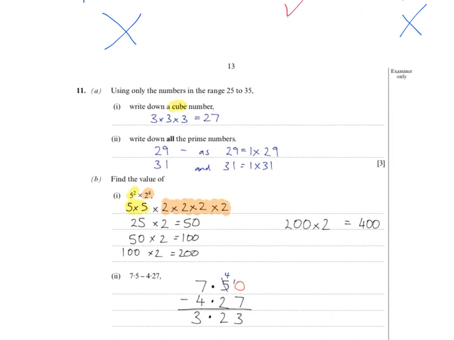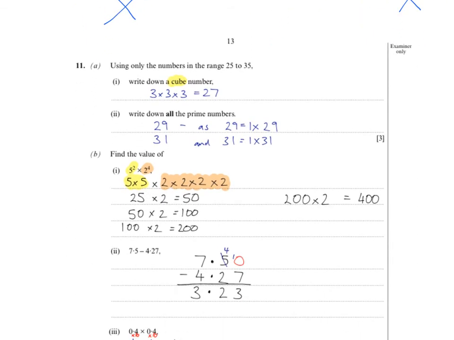You need to set up in the column method. Make sure that you line up the units, the tenths, the decimals, the hundredths. Now there was no hundredth here, so I put it in. A 0 represents nothing. Now, nothing take away 7. Be very careful. People put 7 there all the time. If I have no pounds, can I go and buy something for 7 quid?